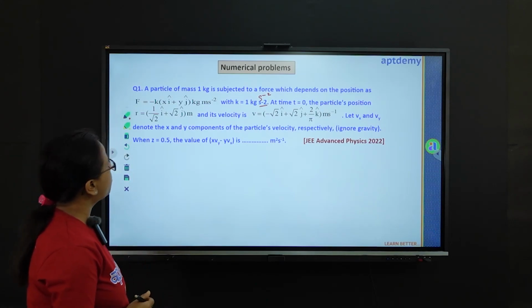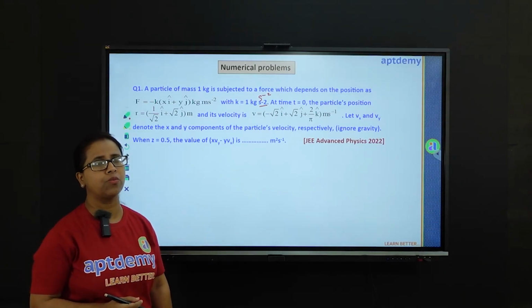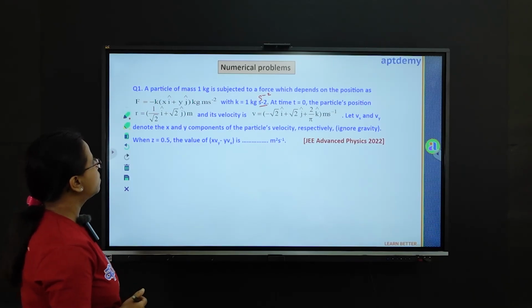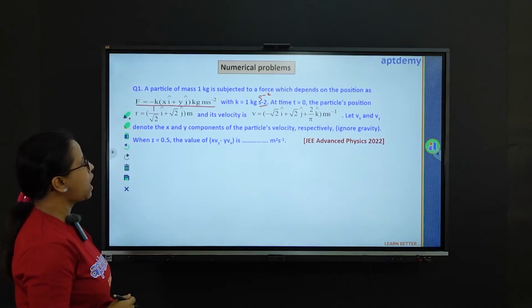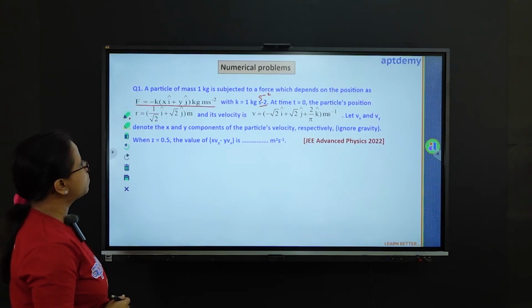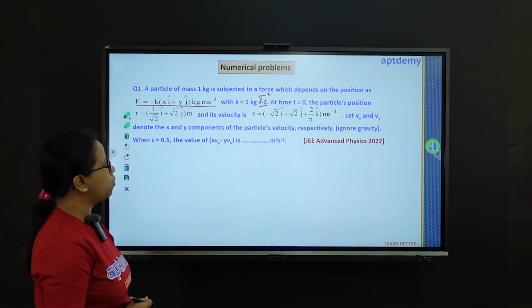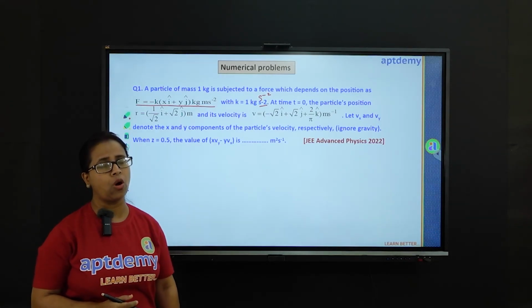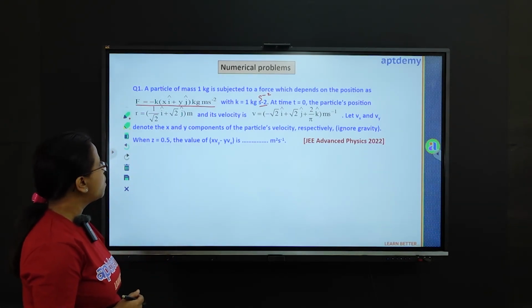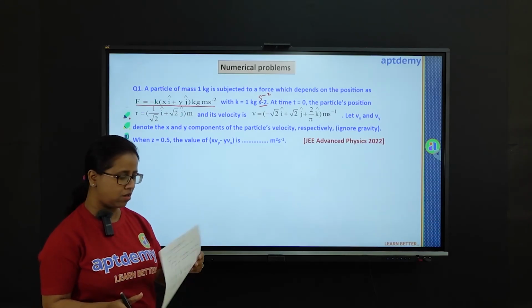So, a wonderful problem. A particle of mass m has been subjected to a force, and the force is dependent on the position of the particle. Let us look at the expression for force. We have F equals minus k (x i cap plus y j cap), where k is a constant whose value has been given as 1 kg per second square. Now at time t equals 0, the particle's position is given by r in terms of i cap and j cap, and the velocity is also given in terms of the three components i cap, j cap and k cap. Vx and Vy accordingly denote the x and y components of the particle's velocity.